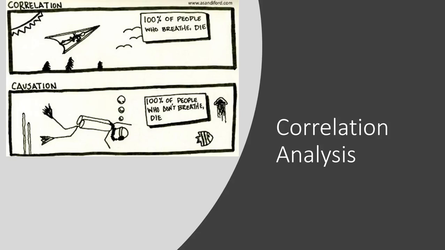So this lecture is going to go into the discussion of correlation analysis. This image here on the screen is used to remind you that correlation and causation are not the same thing. It is a correlation that 100% of people who breathe will die, but it's a causation that 100% of people who don't breathe will die because they die of suffocation or of asphyxiation.